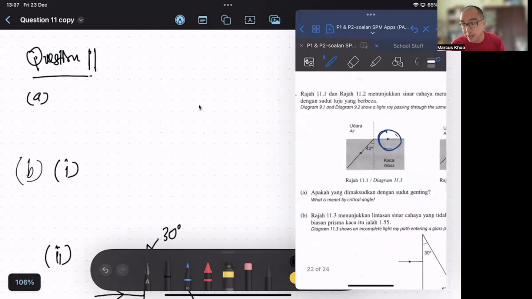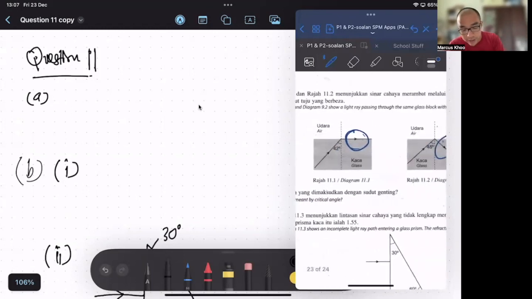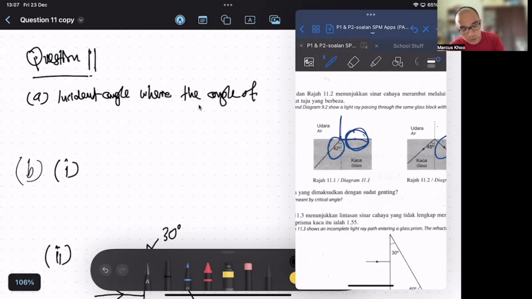Okay, so what is meant by the critical angle? So in this case, the critical angle is at 42. How do you know it's a critical angle? Because it is refracted 90 degrees to the normal. So the critical angle is an incident angle where the angle of refraction is 90 degrees. So the incident angle in this case is 42 and the angle of refraction is 90 degrees.